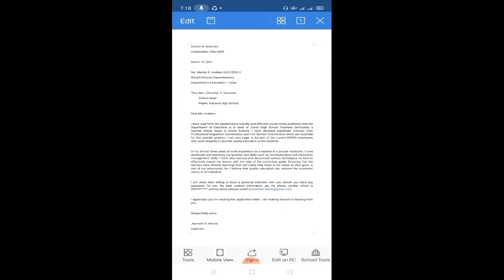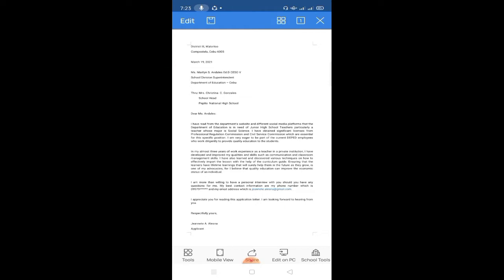Going back, when we say full block, that means everything is aligned left. If you notice, from the details on top down to the signature line below, everything is aligned left. Another point, the only thing that you're going to indent is this part, through, plus the details of the receiver.